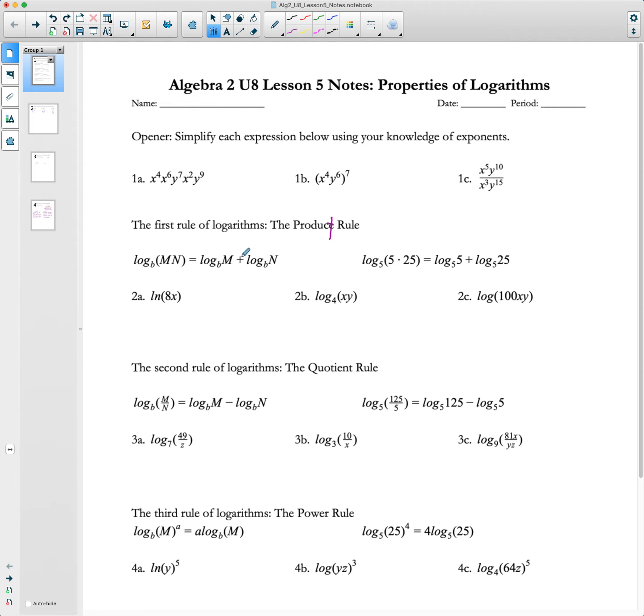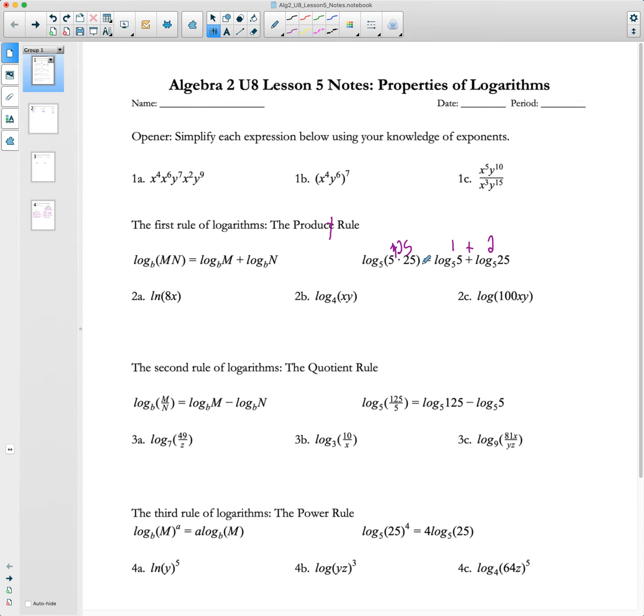If we apply the product rule, that would be log base 5 of 5 plus log base 5 of 25. Now, what power of 5 gives us 5? 1. What power of 5 gives us 25? 2. So we really end up with 1 plus 2 over here, which is 3, right? Now, if I go back here, 5 times 25 is 125, right? And so 5 to what power is 125 would be 3. So you can see that it works out.